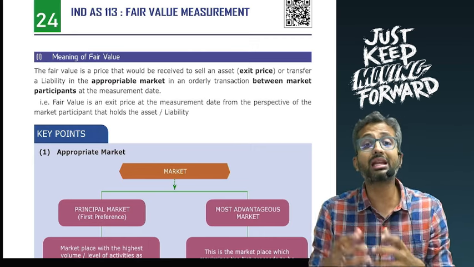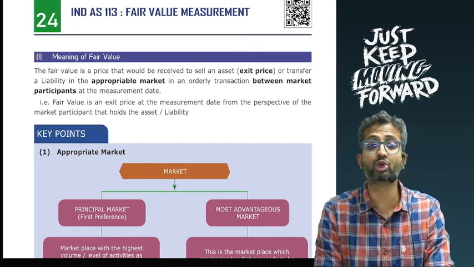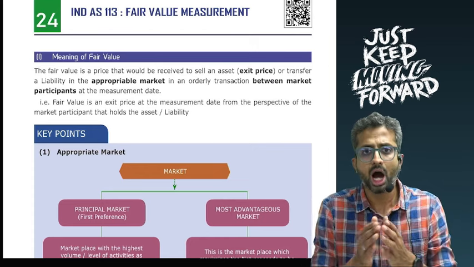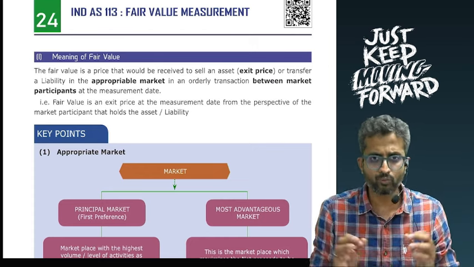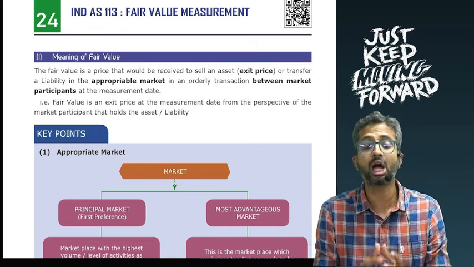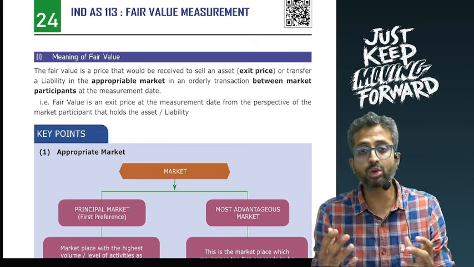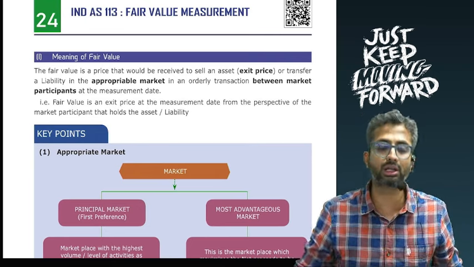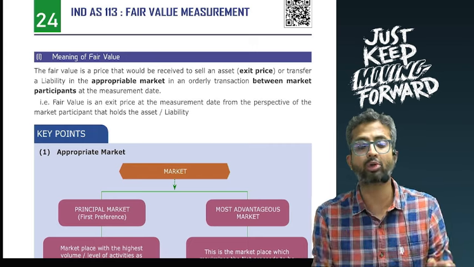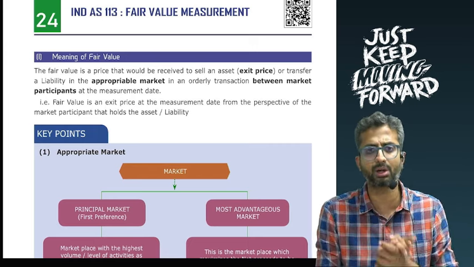Second, in an appropriate market. Now, a particular product can be sold by an entity in various markets. However, which market should you take? Well, the principal market is a market where there are the highest number of buyers and sellers, and the volume outperforms every other market of a similar type. So if your product has a principal market, then the price prevailing in the principal market should be taken.